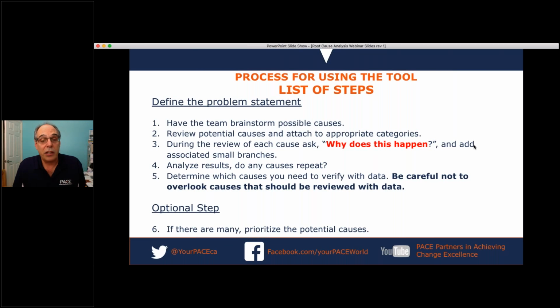And determine which causes need verification. Now, this is very important: verification with data. Be careful not to overlook causes that should be reviewed with data, because you have to remember that this is subjective at this point. This is people's opinions and how they feel. We haven't really checked with data yet. So once we find what we think are the root causes, it's a really good idea to check to see if it truly is by going out there and getting some good data about it.